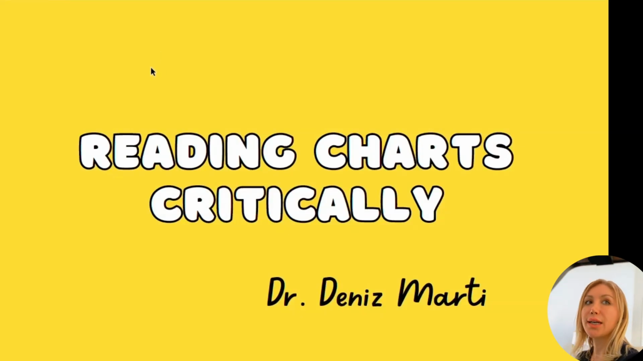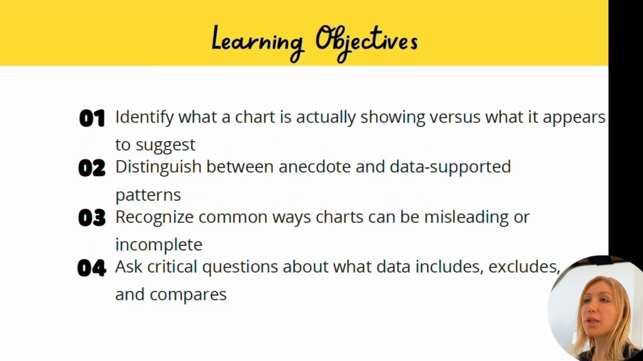Okay, let's get started. So we're going to cover reading charts critically, and some of the learning objectives that I want to emphasize is that, first of all, we're going to learn how to identify what a chart is actually showing versus what it appears to suggest, and distinguish between anecdote and data-supported patterns, recognize common ways charts can be misleading and incomplete. So in other words, what not to claim, what not to understand from the chart. It is important to understand and ask critical questions about what the data actually includes, what it excludes, what it compares, what it actually tells us.